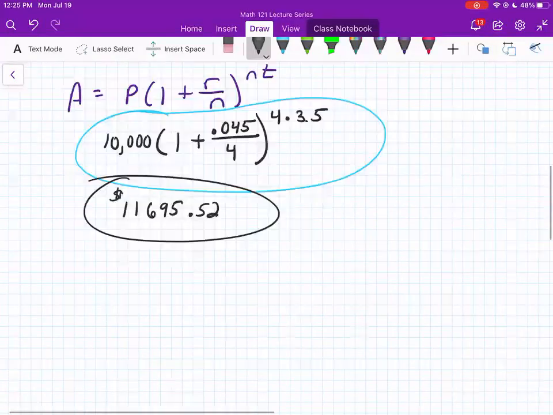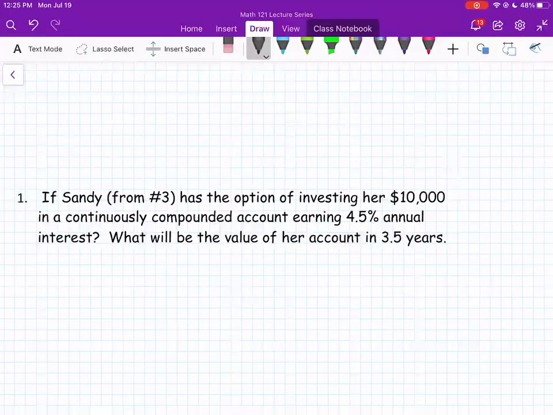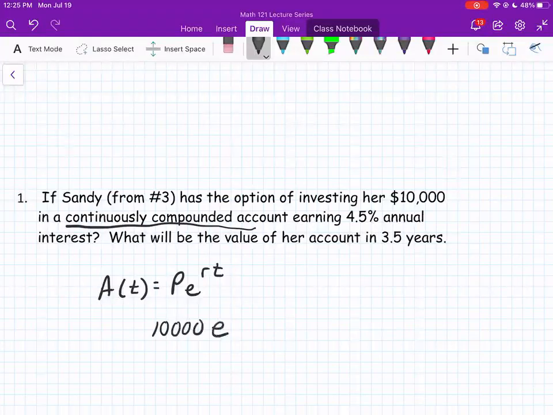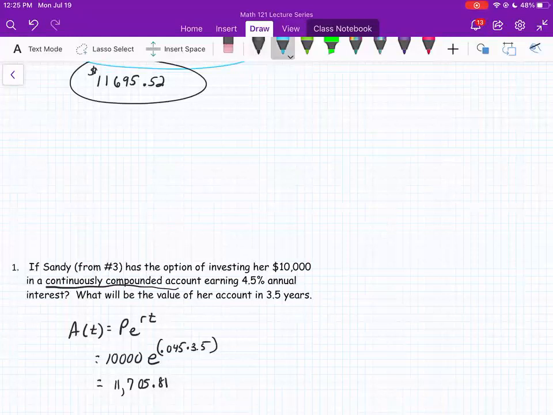As a second example, suppose Sandy is now continuously compounding this account. This indicates to us that we are going to use that second formula of A of T equals P E to the RT. And in this case, our principal remains the same, 10,000, and then we're going to have E to the 0.045 times 3.5. Again, on your calculator, be careful to put that in parentheses. If you attempt to calculate that, you should come out with 11,705.81, which you notice is different from the value we calculated here where it was compounded quarterly.